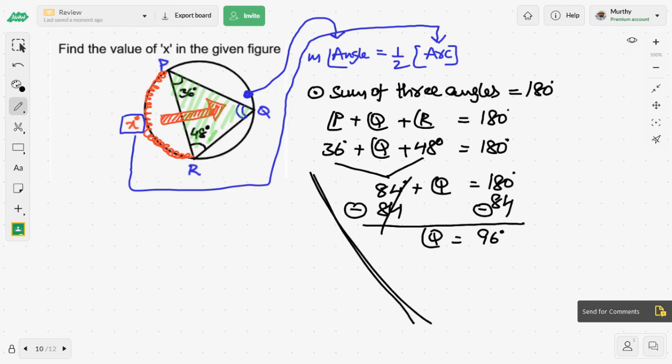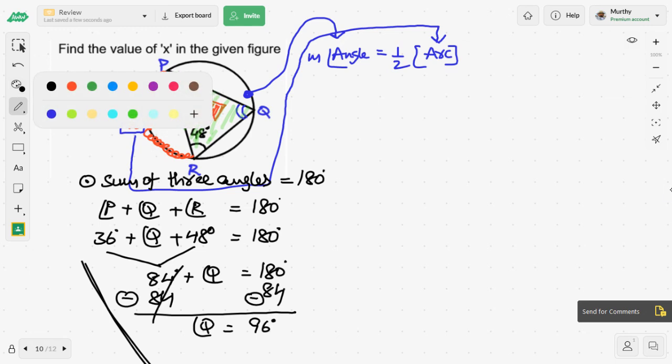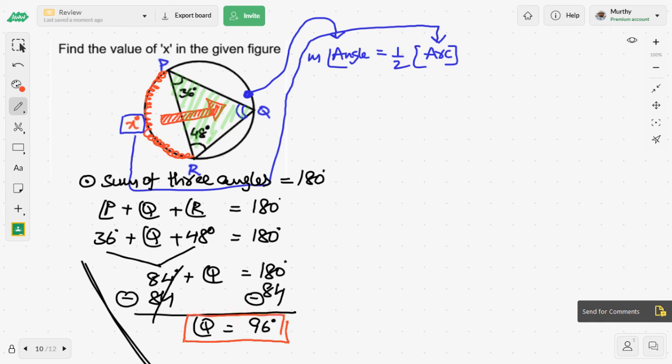But this is not the end of the story, because we know that we have to compute the measure of the arc, right? So let me move these calculations a little here. Yeah, no problem. So here I got the measure of angle Q equals 96, right? So this value I'm taking from here, so here 96 degrees equals half the measure of arc.